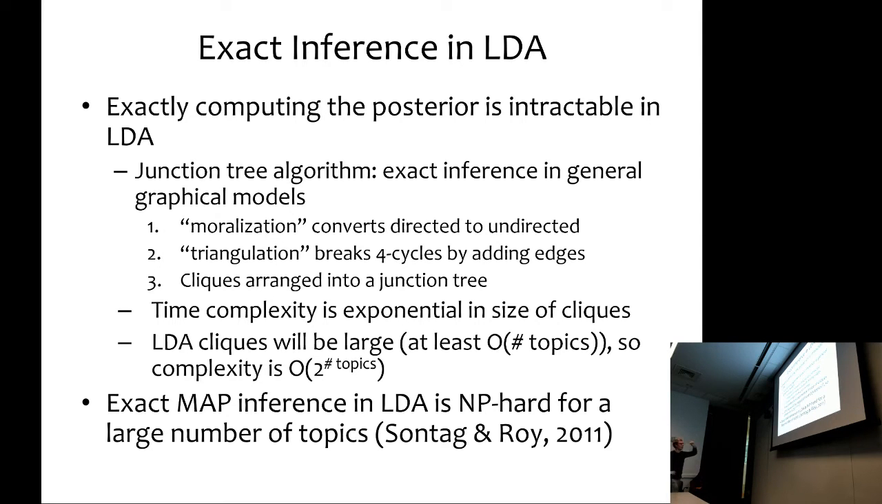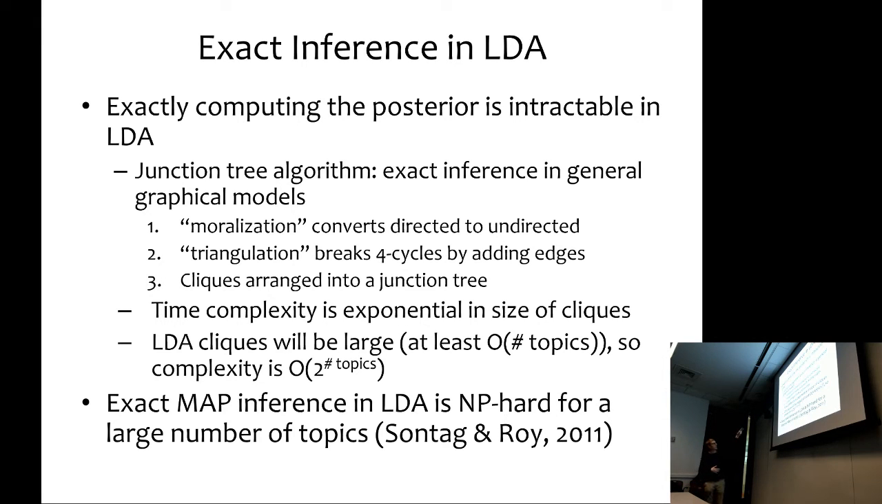One way that we can think about this is that in order to do inference here, we would need to use something like the junction tree algorithm. Okay, the junction tree algorithm is closely related to the variable elimination algorithm that we talked about, but it does things a little bit differently. So first, it moralizes the graph, which is going to convert the directed to an undirected graphical model.